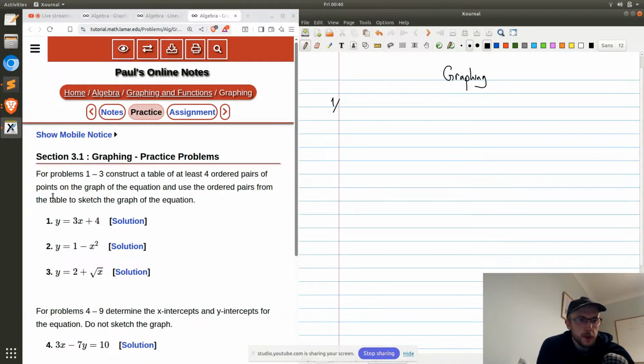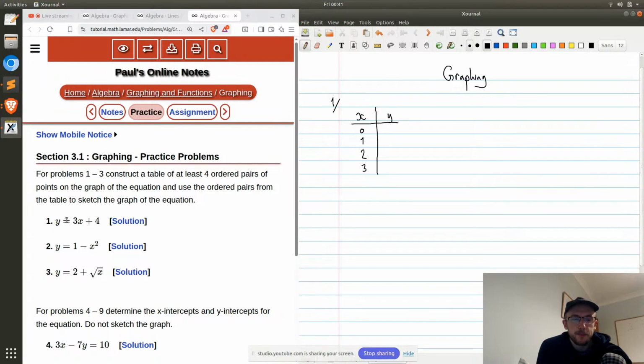So we are to construct a table of at least 4 ordered pairs of points on the graph of the equation and use the ordered pairs from the table to sketch the graph of the equation. So what does that mean? That means create an XY table like this here. 0, 1, 2, and 3 will do as X values.